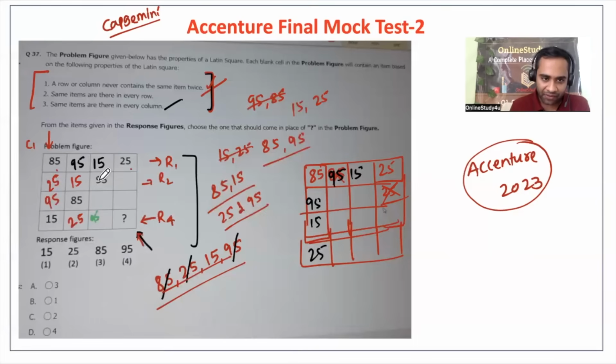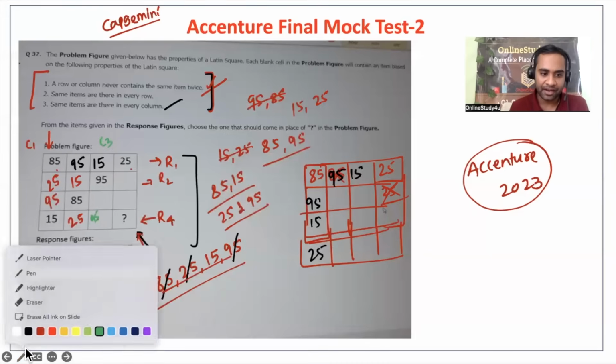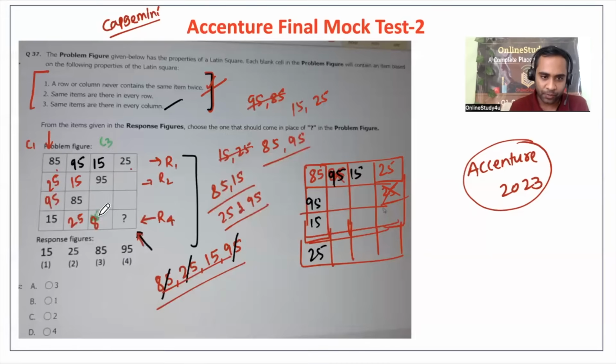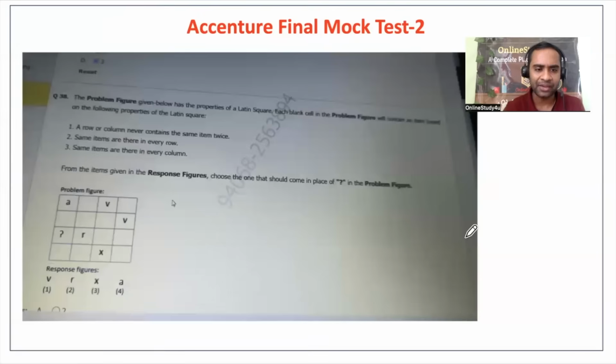No, because 95 is already there in this particular column 3, so I cannot put 95 here. So I have to put 85 here, and then automatically 95 will come here. So option 4 will be the correct answer for this problem. This is how you have to solve it, and it will take less than 1 minute, trust me. I need to explain, so it is taking more time.